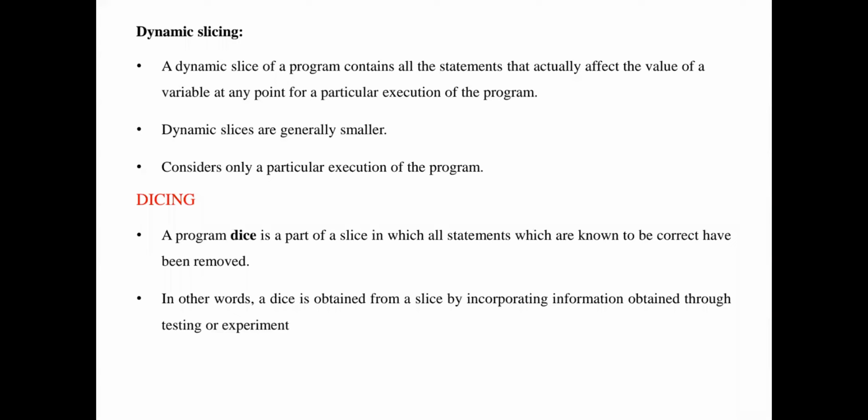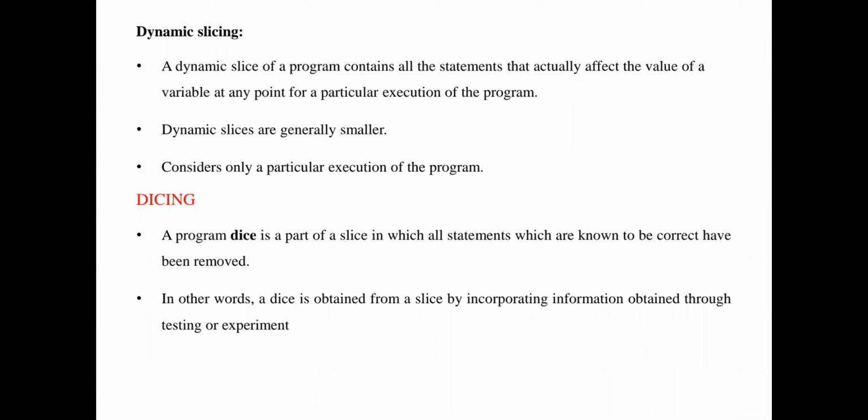Dynamic slicing of a program contains all statements that actually affect the value of the variable at any point for a particular execution of the program. While doing the execution of the program, it particularly affects. Dynamic slices are generally smaller, obviously, because they consider only a particular execution of the program where you want to execute, where that particular variable is affecting, only that part. That is called dynamic slicing.